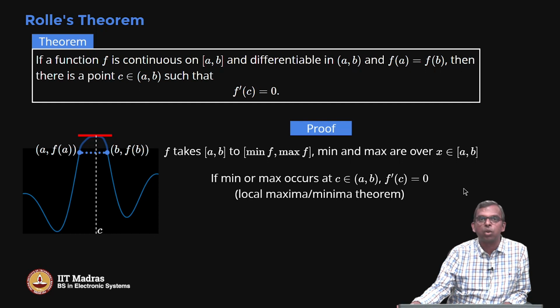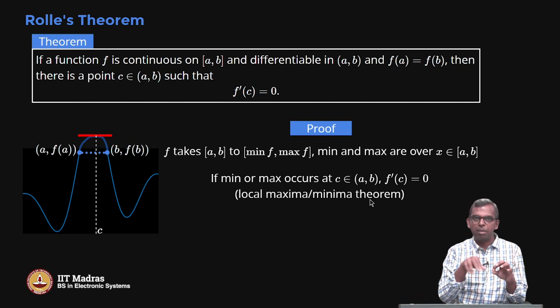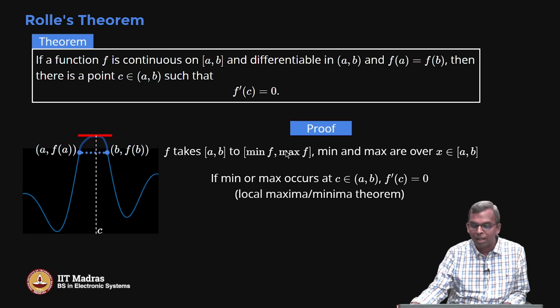f prime of c should be 0, right? Why is that? Well, that comes from the local maxima-minima theorem. If you have a local minimum or local maximum at one point, then f prime will be 0. Very, very easy, isn't it? So you can find a c very easily if this min or max occurs inside the open interval (a, b). We are already done, the proof is done.